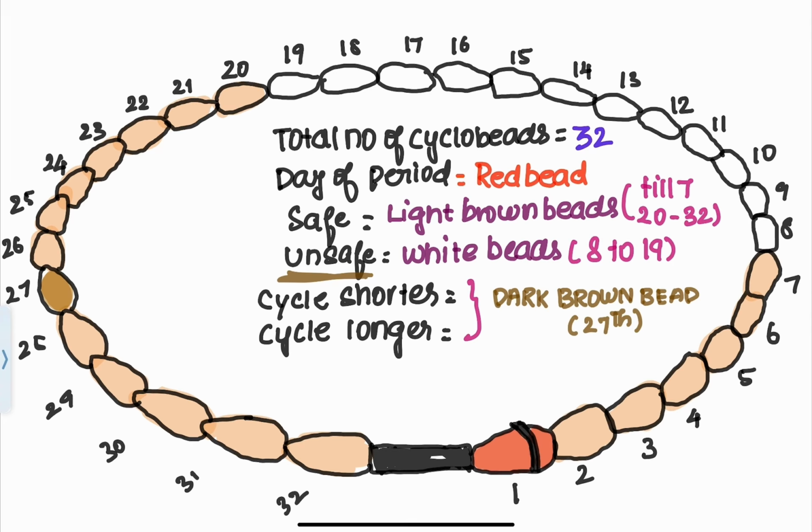The number of cyclobeads present in this Tirumala is around 32. As you can see here, I have numbered them 1, 2, 3, 4 until 32 cyclobeads are present in this Tirumala, right? The starting point of the beads is this red one, and the end point is the light brown one, that is 32, the last cyclobead.